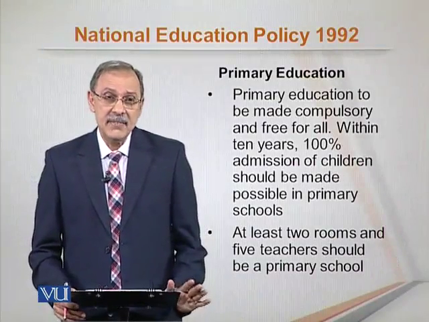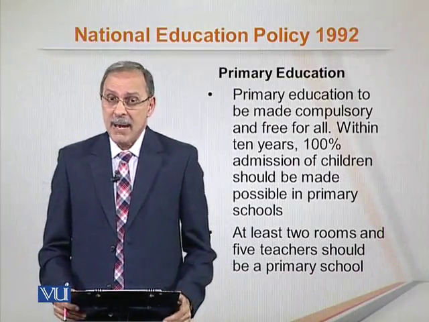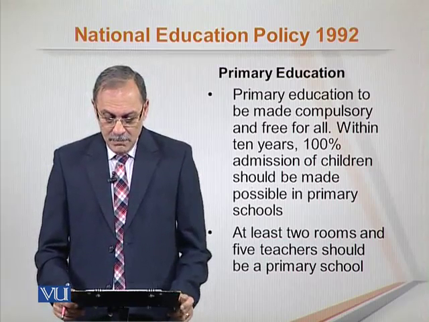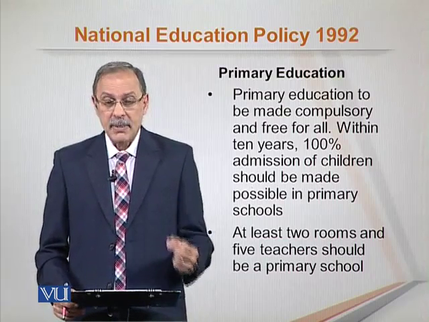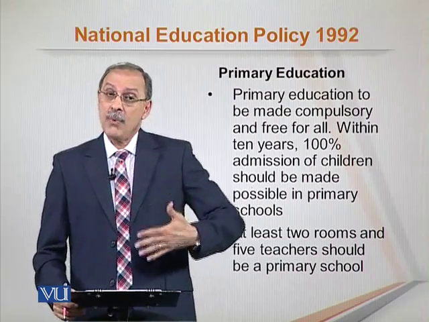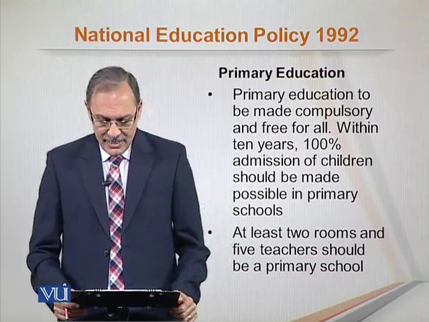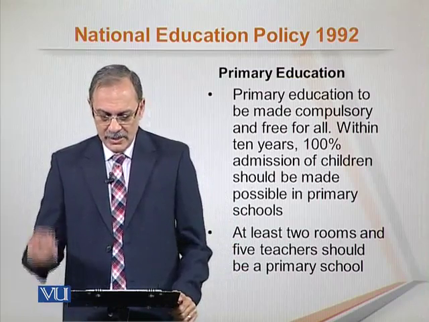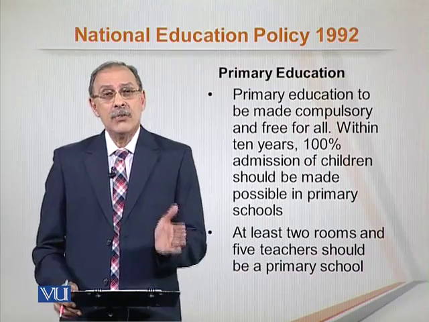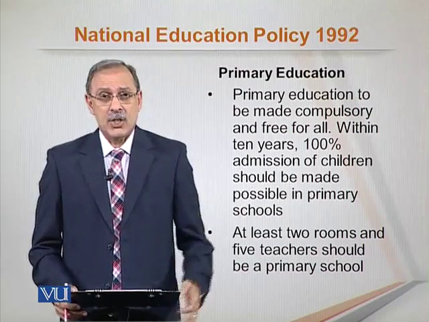Obviously, the 1978 target of universal compulsory free education was not met, because we see it again in the 1992 policy to make primary education compulsory and free for all, and within 10 years, so now we are going into 2002, within 10 years, 100% children to be admitted in schools in the primary grades. So we again see a resurfacing of compulsory universal primary education.